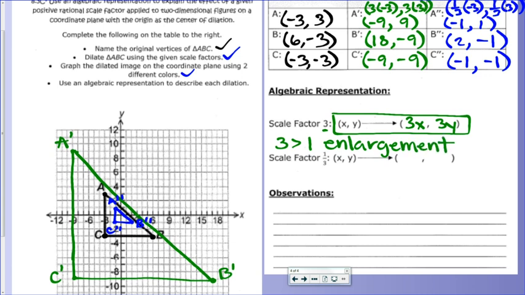Okay, let's look at scale factor of 1/3. For scale factor of 1/3, we multiplied our x by 1/3, so we have 1/3 x, and we multiplied the y by 1/3, 1/3 y. This is your algebraic representation. Okay, so again, we talked about if it is larger than 1, it's an enlargement. If it's less than 1, it's a reduction. And since 1/3 is less than 1, we call this a reduction.